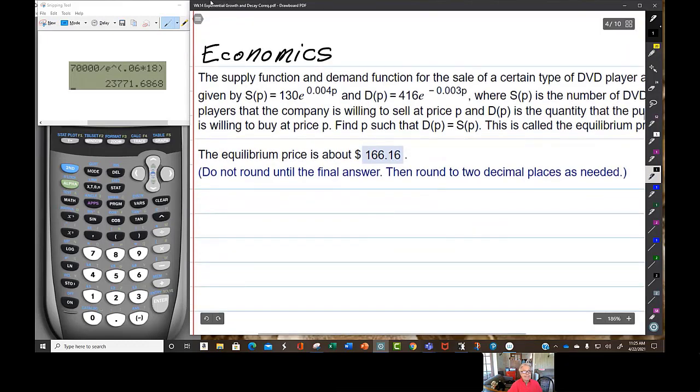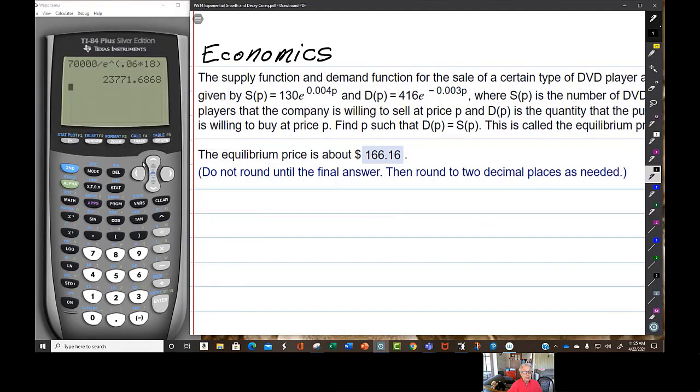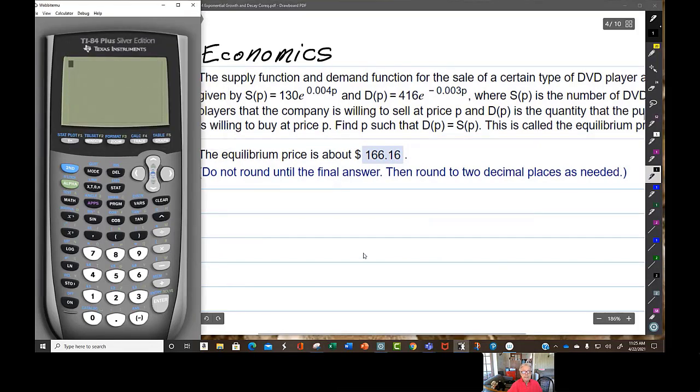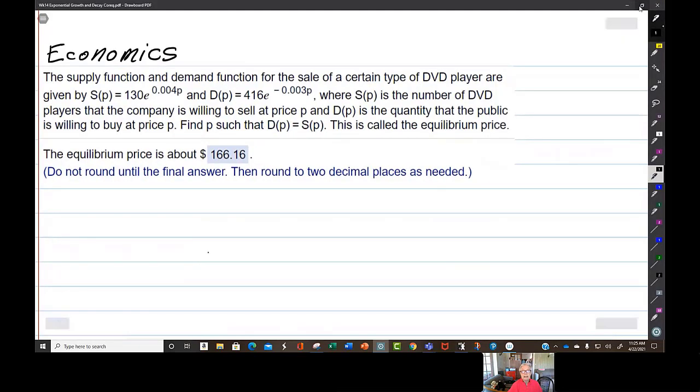Economics. I'm going to clear this so I'll be ready for my next calculation. Supply and demand. This is one of the big topics in finance and business. Supply and demand. Or I really ought to put supply versus demand.